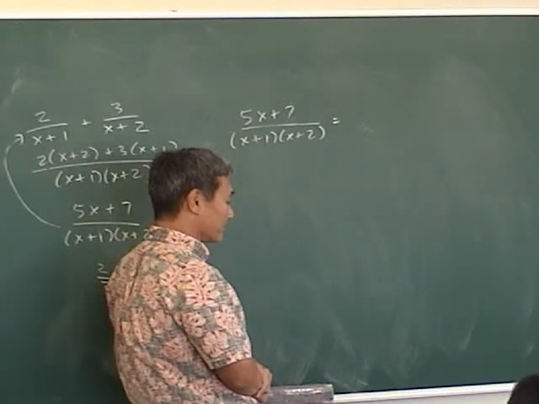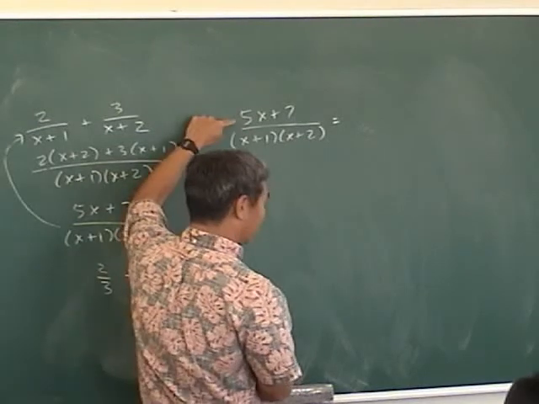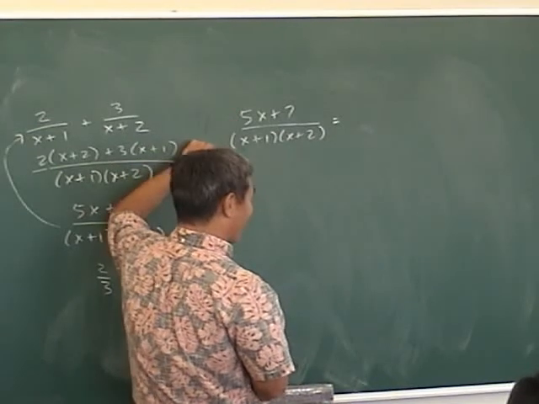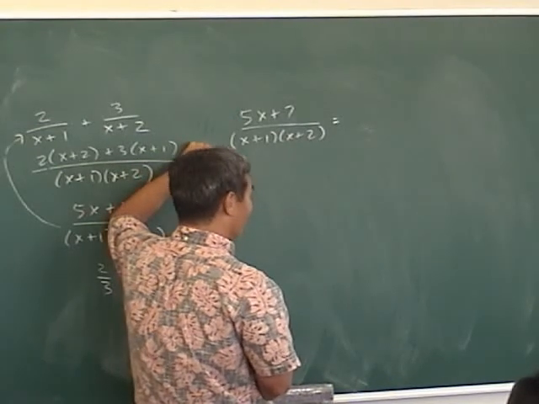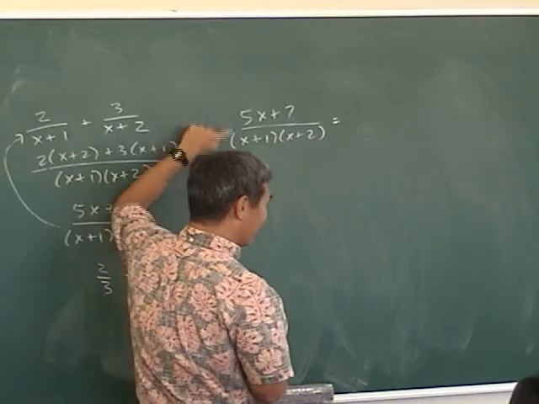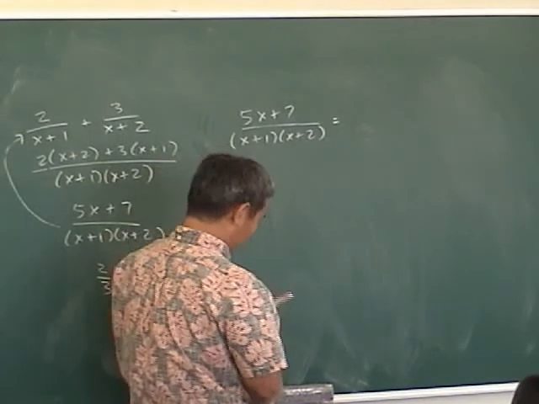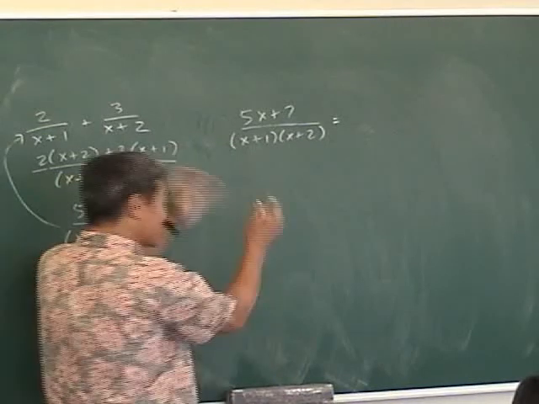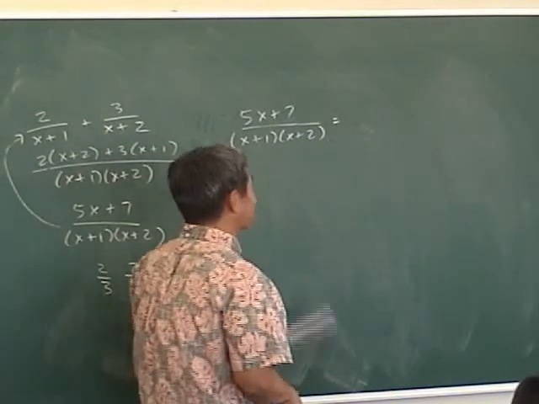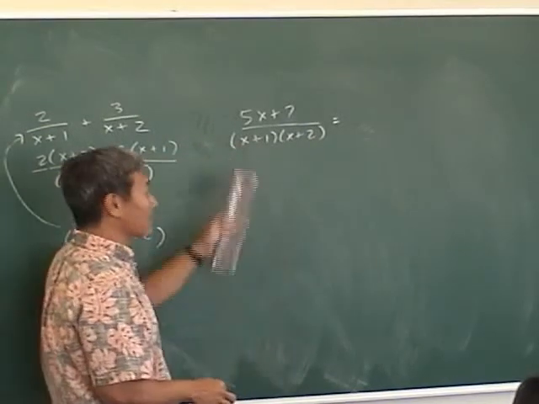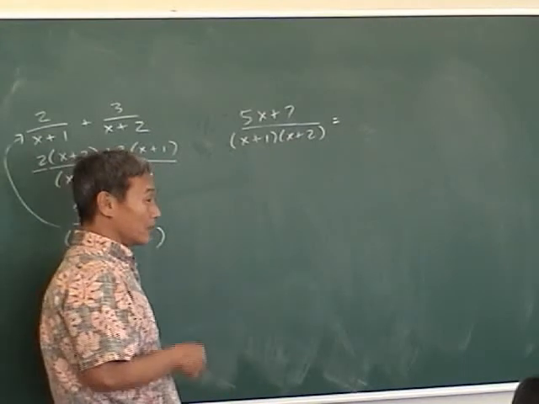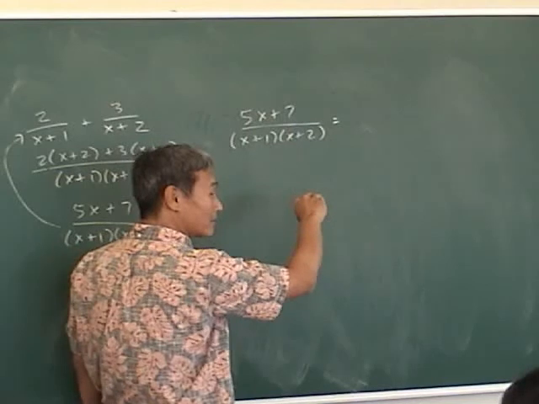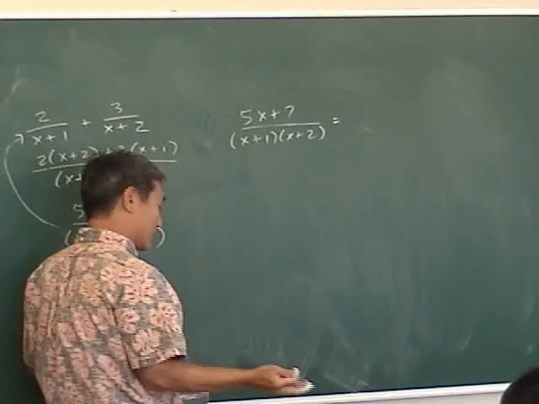What's the degree of the top? 1. What's the degree of the bottom? 2. Is 1 smaller than 2? Yes! So this is a proper fraction. So yes, you can start the method. Because sometimes, if you look at tonight's homework, some of them are not proper fractions. So if they're not proper fractions, what you have to do is you have to divide first. Which it says in the notes.